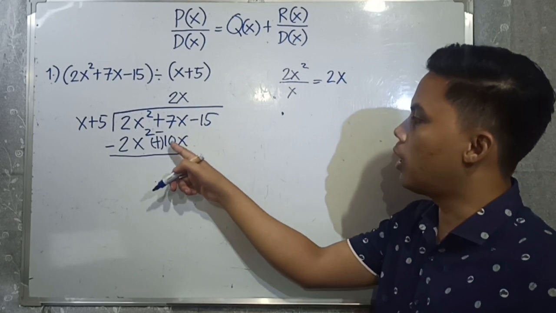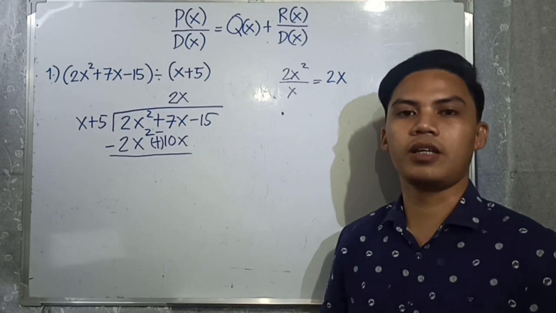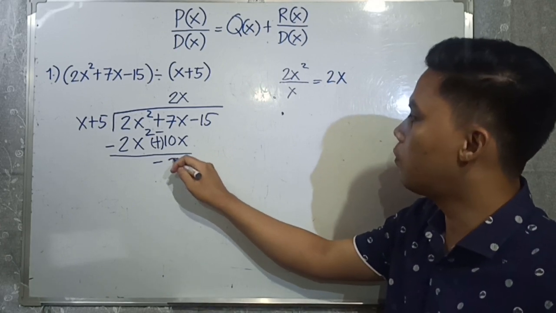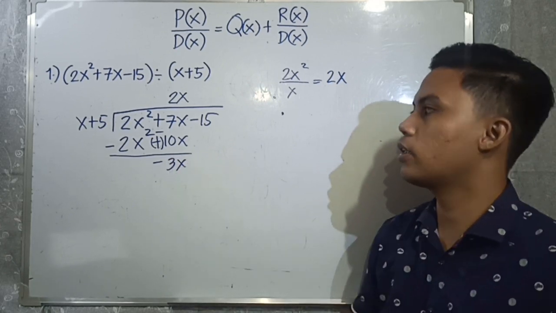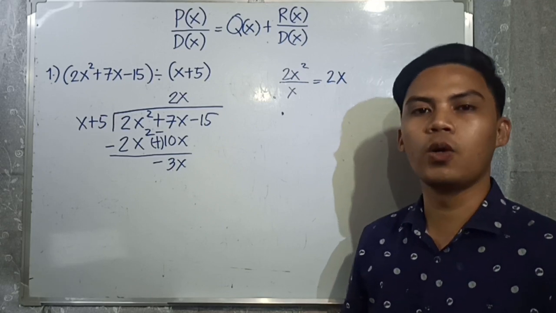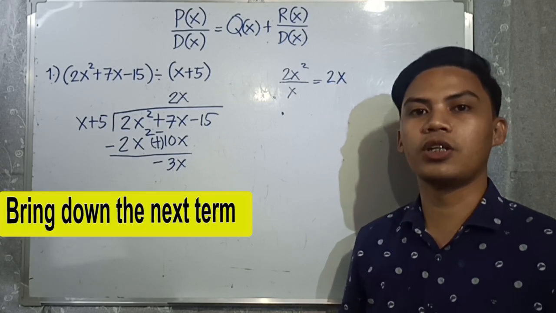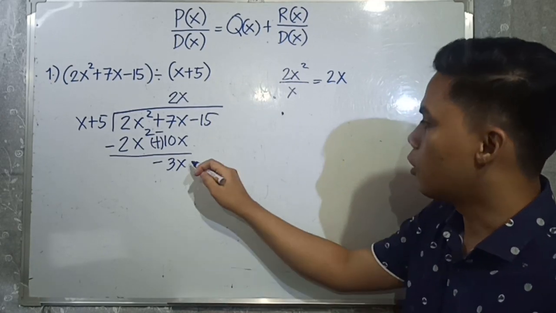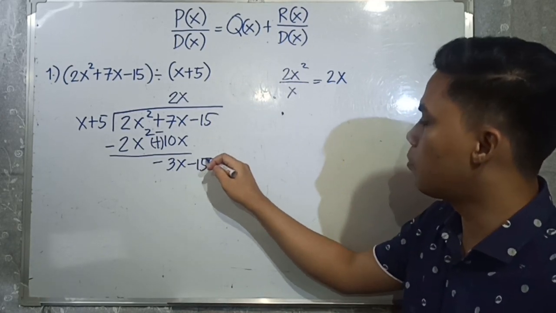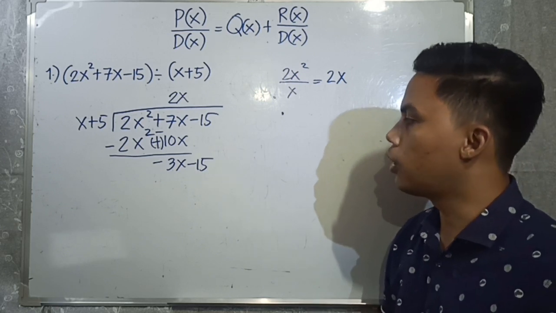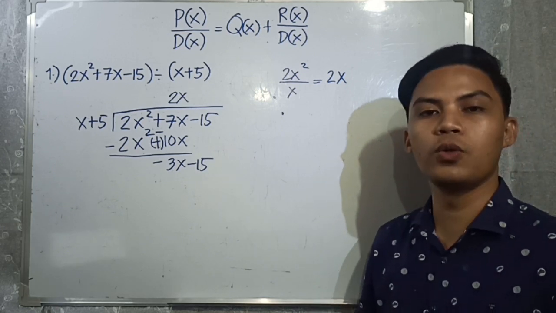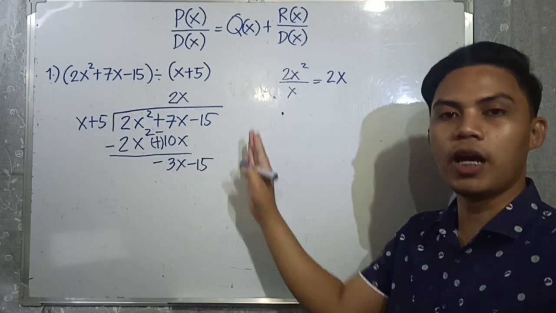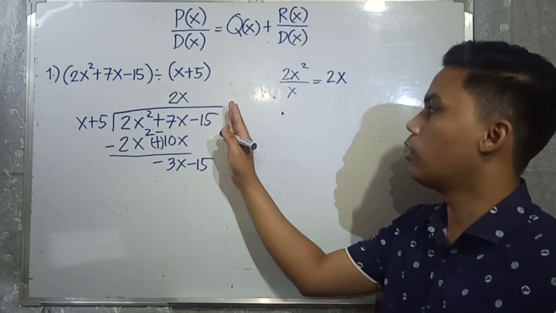Next, 7x minus 10x, that would be equal to negative 3x. So, after natin mag-subtract, we're going to bring down the next term. So, yung next term dito would be negative 15. So, i-bring down natin ngayon si negative 15. Then after that, we're going to repeat the same process hanggang sa wala na tayong term na matitira sa dividend natin.